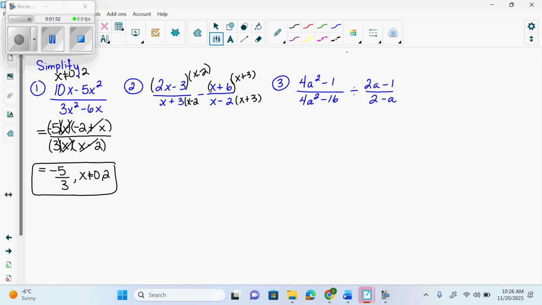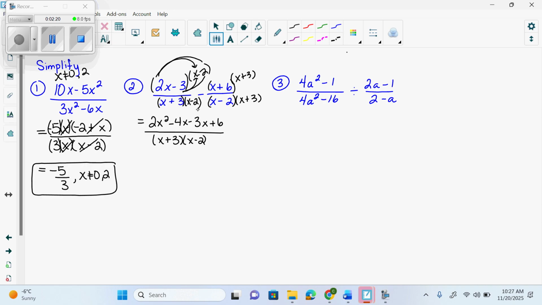Okay, all the talking has to stop. All right. 2x times x is 2x squared. 2x times negative 2 is negative 4x. Negative 3 times x is negative 3x. Negative 3 and negative 2 is positive 6. All over x plus 3, x minus 2. Remembering that we don't distribute the denominators because they're already like terms. You're making it more complex if you actually collect them.